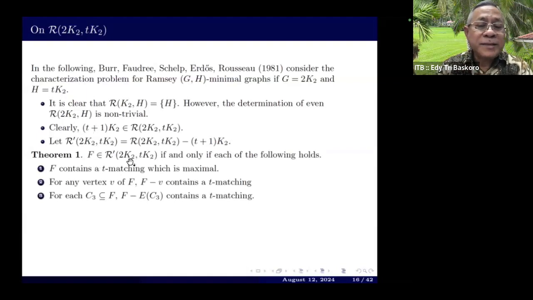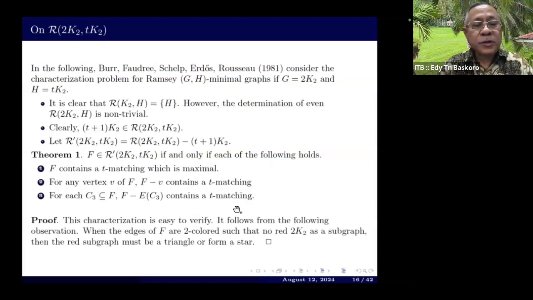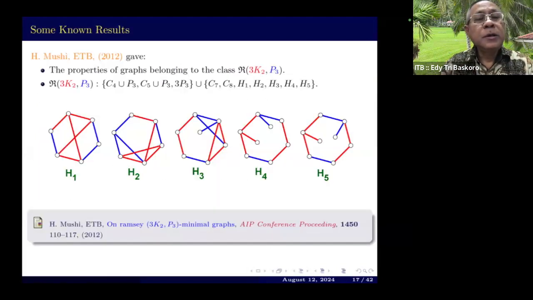F belongs to this set if and only if these three conditions are satisfied. This is true because when the edges of graph F are two-colored such that there is no red 2K2 as a subgraph, then the red subgraph must be a triangle or form a star. Now, this result characterizes all Ramsey minimal graphs for (3K2, P3).